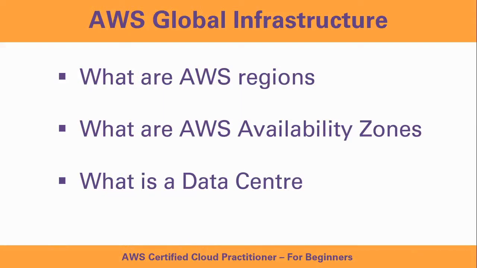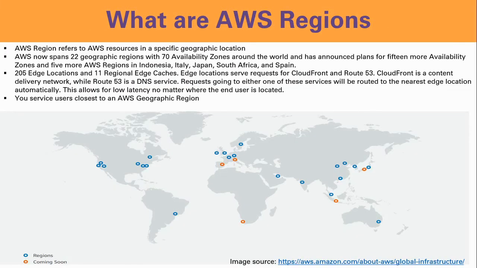Hello everyone. In this video, we're going to go over AWS Global Infrastructure. We're going to understand what are AWS regions. We're going to understand what are AWS availability zones and what exactly is a data center. So let's start. So AWS regions refers to AWS resources in a specific geographic location.